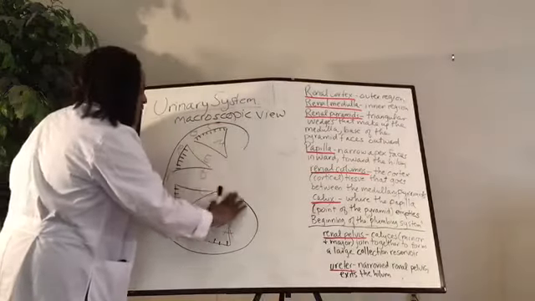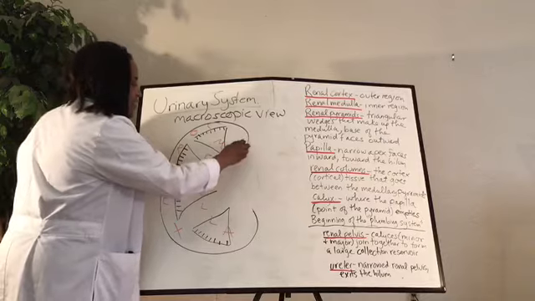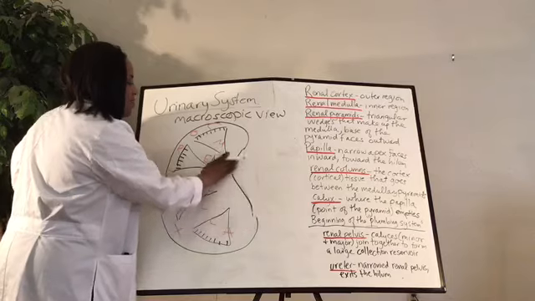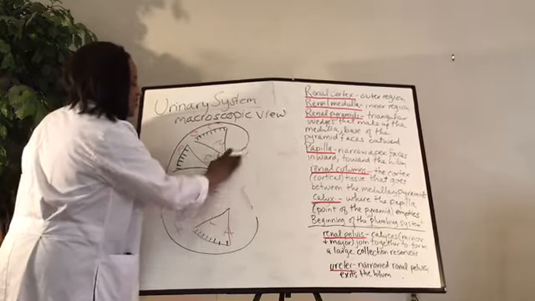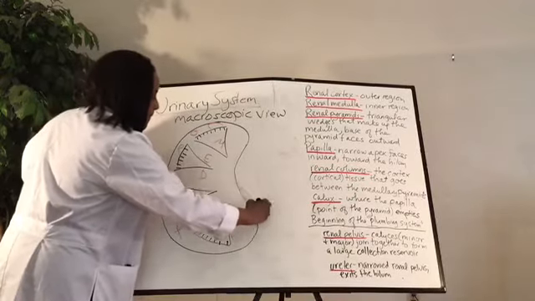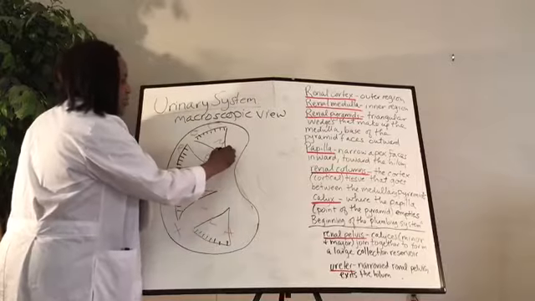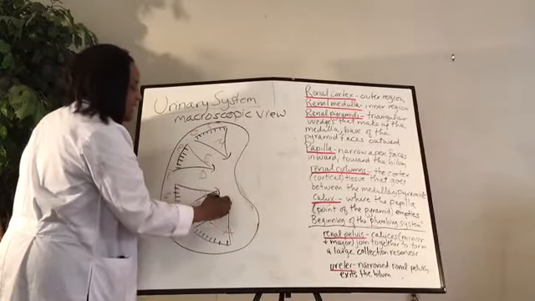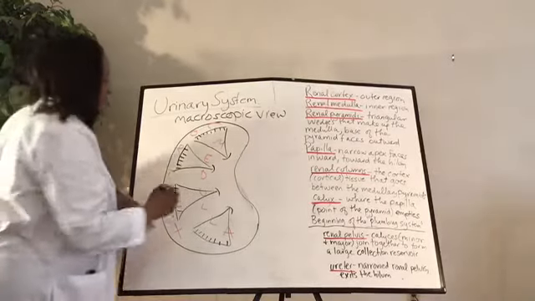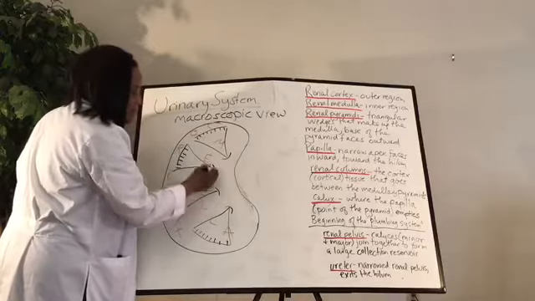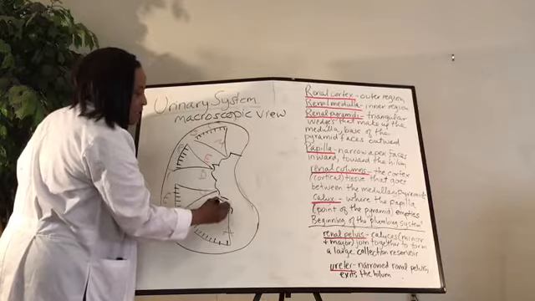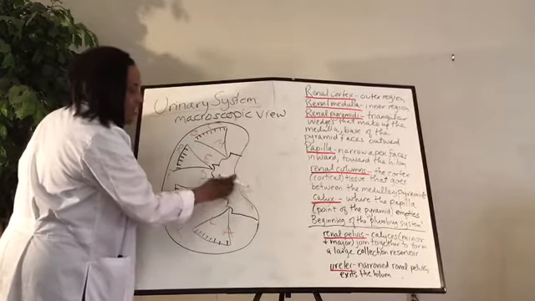Now let me just, I do this kind of deep. Let me just make it a little shallow. So I want to do something here. I want to draw these little cup-like things like that. That is going to be the minor calyx. Drip by drip. And as these minor calyx kind of come together, they form a major calyx.